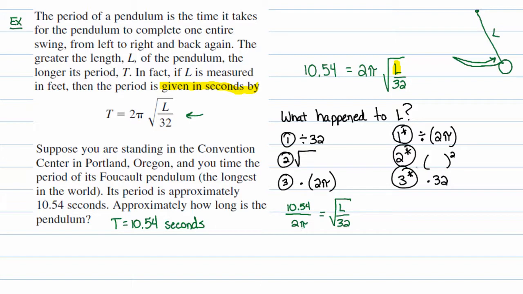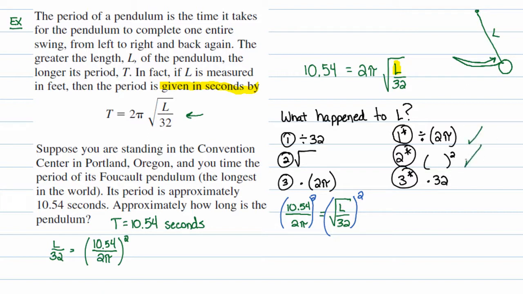Okay? Let's see, the second thing I need to do is square both sides. So I'll go ahead and square this side, square the other side. So that is going to give me that L over 32 is equal to this number, 10.54 over 2 pi, being squared. And now, notice I still haven't actually grabbed a calculator. Now to solve for L, I multiply both sides by 32.